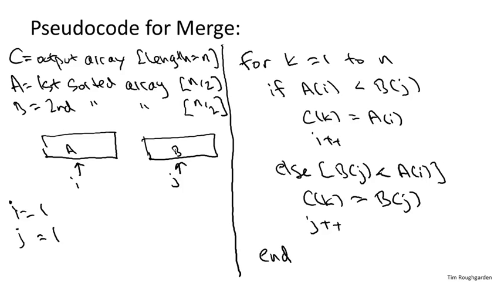Now again, I'm being a little bit sloppy so that we can focus on the forest and not get bogged down with the trees. I'm ignoring some end cases. So if you really wanted to implement this, you'd have to add a little bit to keep track of when you fall off either A or B. You'd have additional checks for when i or j reaches the end of the array, at which point you'd copy over all the remaining elements into C.